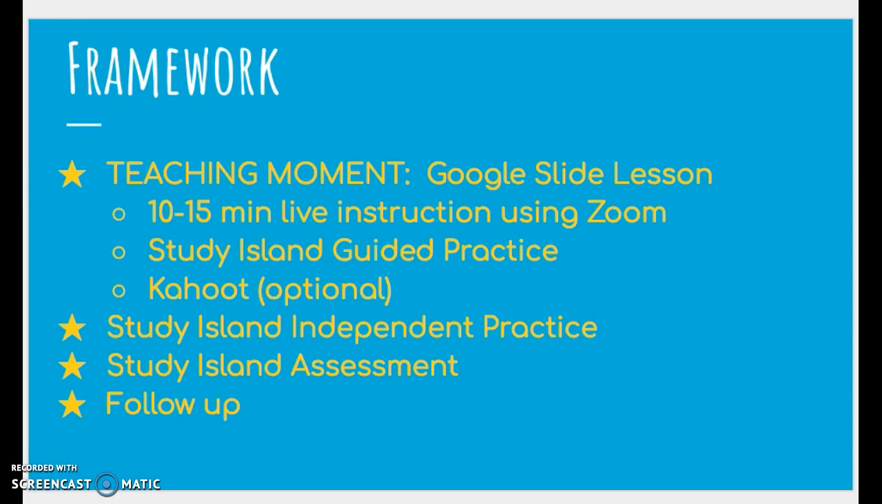You may also choose to search for a Kahoot quiz to use for additional practice. I suggest using Kahoot since students like it and it kind of gives you an idea of how well they've mastered the standard so far, but it's completely optional. And then the following bullets down here are completed in Study Island, so no lesson planning is necessary for those at this point.